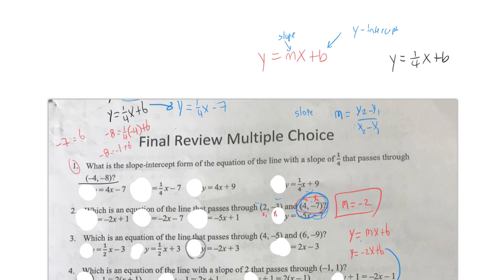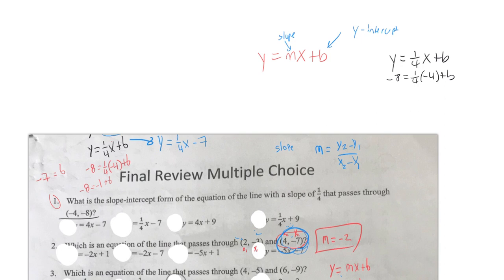But the problem is we do not have the b, so we're going to have to find that. The way to do that is to use the point that they give you, which is -4, -8. You plug in those values, -4 for x, because that's the x coordinate, and -8 for y. So it would become -8 equals -1 plus b.